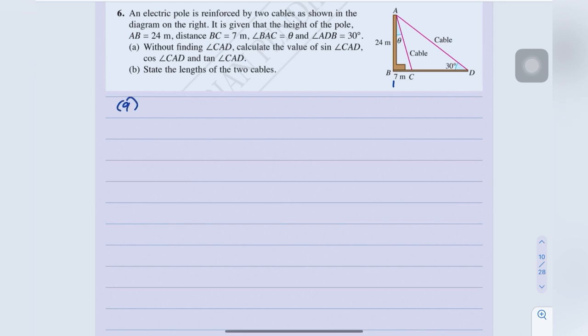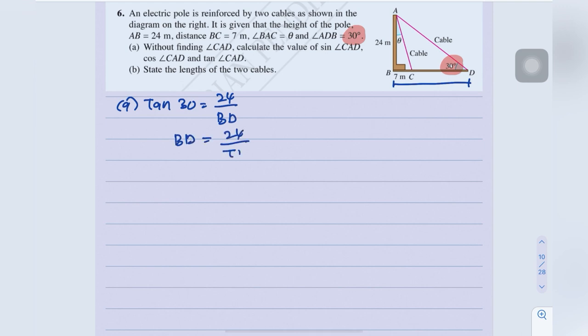Okay, so A. From this diagram, you have to find BD first, because the angles are given here. By using tangent, tangent 30 equals opposite, which is 24, over adjacent, which is BD. So BD equals 24 over tangent 30. Tangent 30 is a special angle, 1 over root 3. So BD equals 24 root 3.